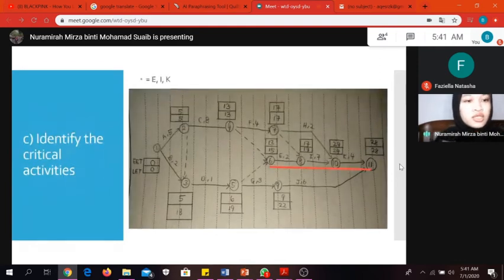Alright. Next question is identify the critical activities. The answer for this question is E, I, K. How to get the critical activities is the same as the last question, which is the middle line in the whole activity line, which is not 6, 8, 10, and 11. So the answer is E, I, K.